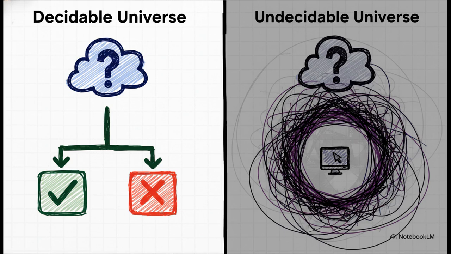But on the other side, you have undecidable problems. And for these, it has been mathematically proven that no algorithm can ever be written that's guaranteed to give a correct yes-no answer for all inputs. It's just not possible. The most famous example of this is the halting problem. The impossible challenge of writing one program that can look at any other program and tell you for sure if it's going to run forever in a loop or eventually stop.